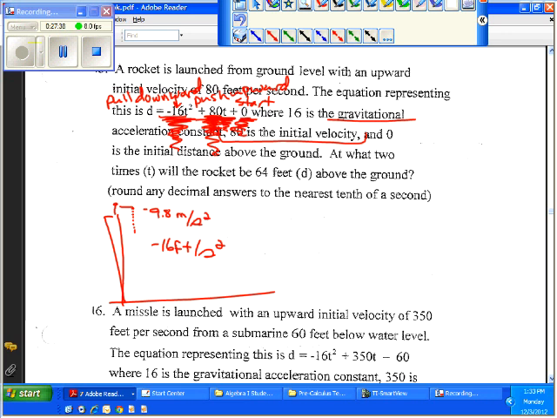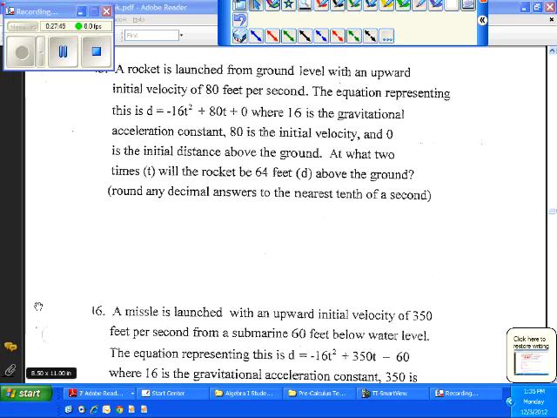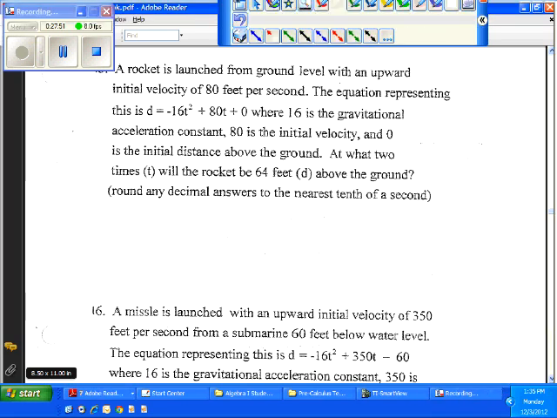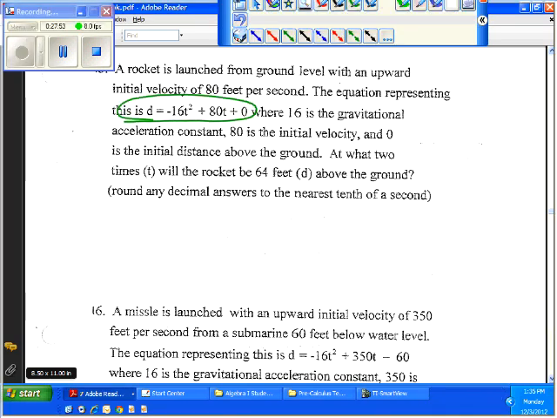Okay? Now, these formulas were already given to you, so you didn't actually have to figure all that out, but in physics you will. Okay? In this particular course, I'm giving you the equation to use. So you're just going to write down the given equation. D equals negative 16t squared plus 80t plus 0.